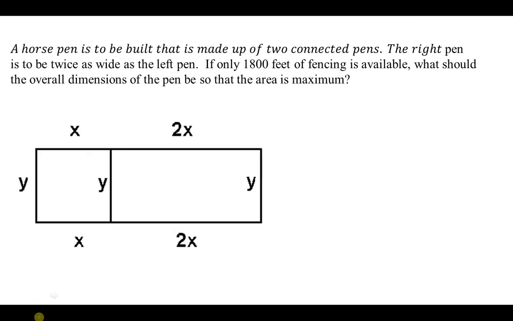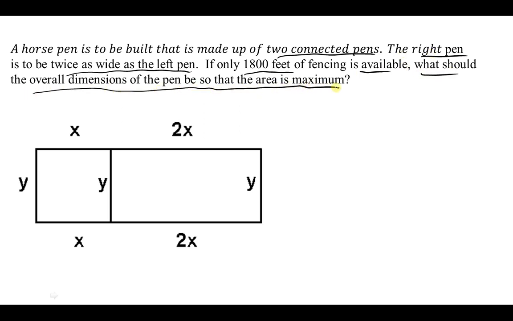Now, the last problem we're going to do is we're going to build a horse pen that's made up of 2 connected pens. The right pen is to be twice as wide as the left pen. You have only 1,800 feet of fencing available. So what should be the overall dimensions of the pen so the area is maximum? Notice that the constraint is you only have 1,800 feet of fencing.